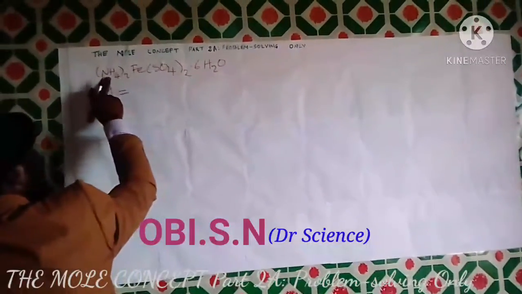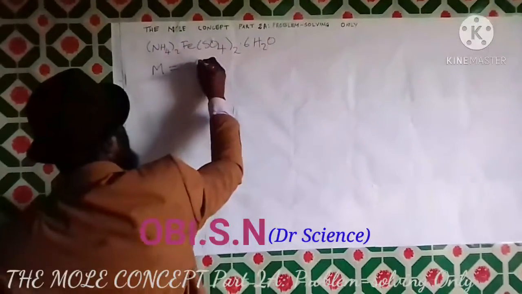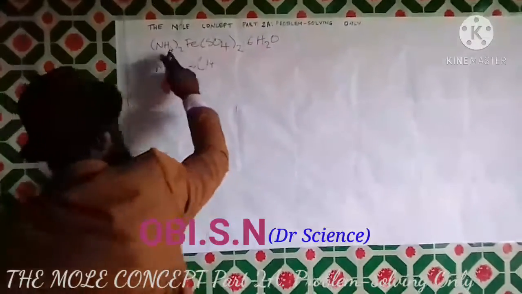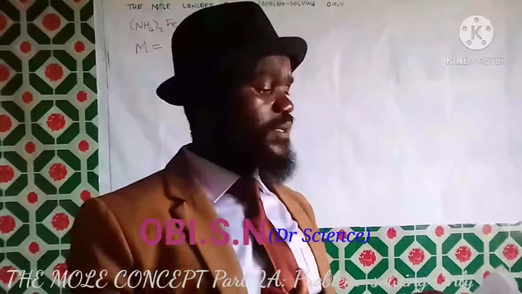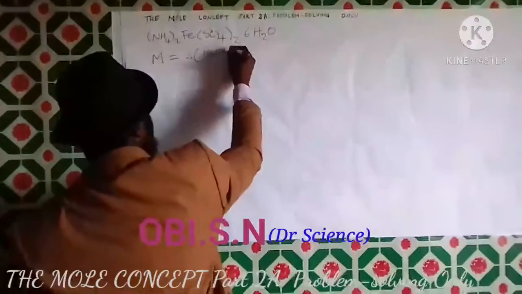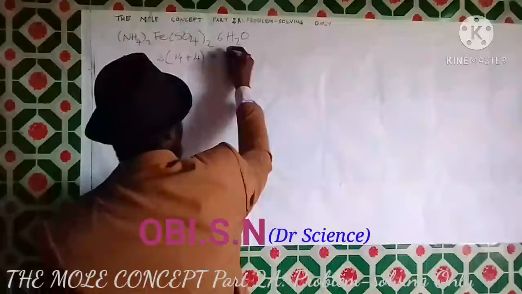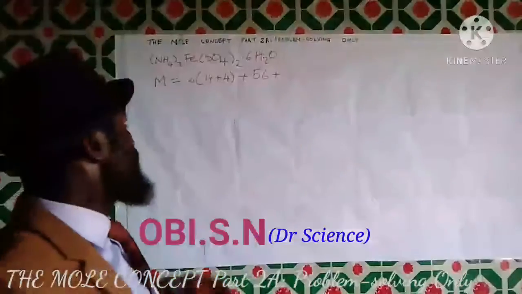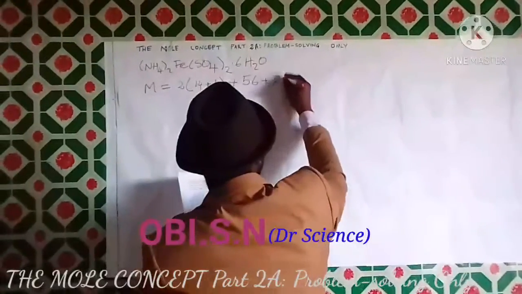We have 2 moles of ammonium in 1 mole of this compound, so we write 14, the relative atomic mass of nitrogen, and we have 4 atoms of hydrogen. The relative atomic mass was given to be 1. So 1 times 4 is 4. So we have plus 4, plus iron is giving us 56, plus, but we have 2 sulfate radicals in this compound.